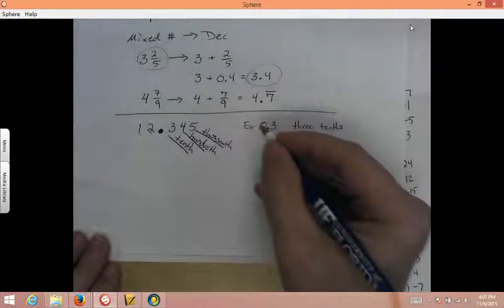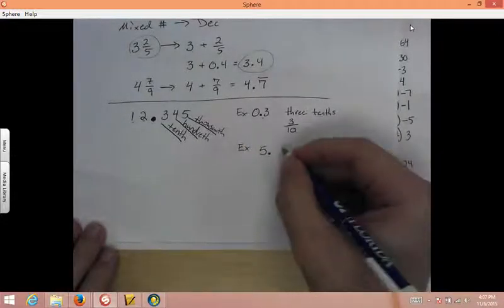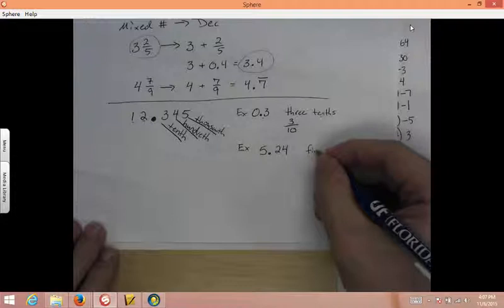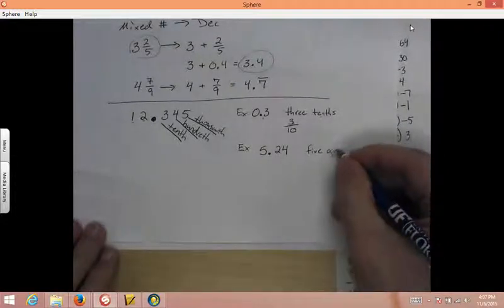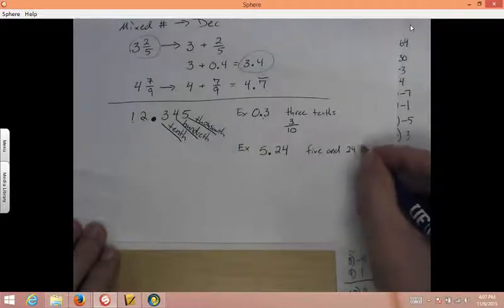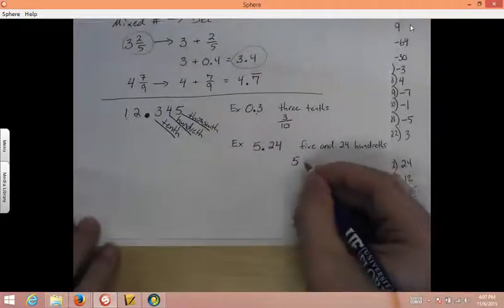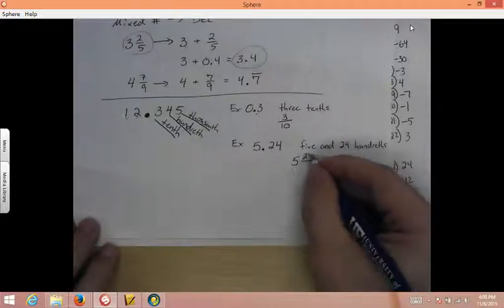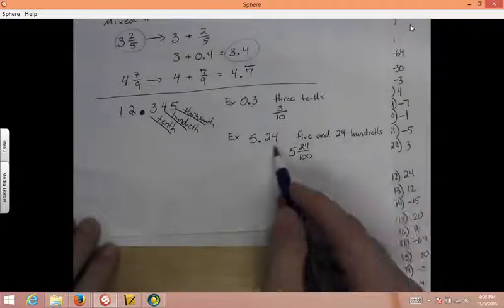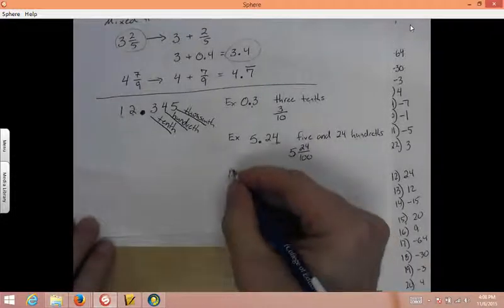Alright, next example. 5.24. The way I say this properly, 5 and, the decimal point is and, so 5 and 24 hundredths. So watch, ready? 5 and 24 hundredths. One more time. 5 and 24 hundredths, because that's the 100th place.